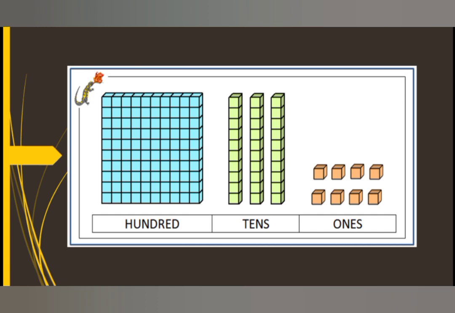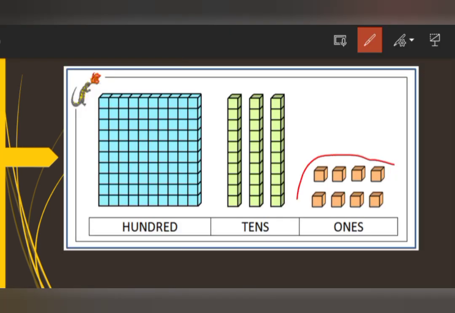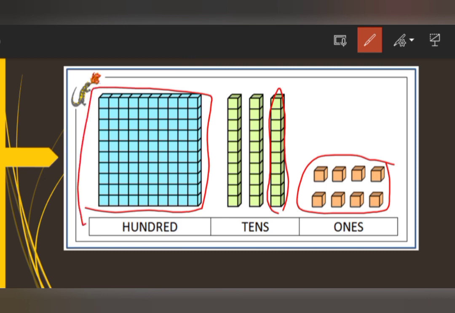Then see here, now the small blocks are ones. If we take 10 of these one blocks, then it will make a standing block, that is a 10 block. If we take 10 of these ten blocks, then it will become a big block, that is 100.